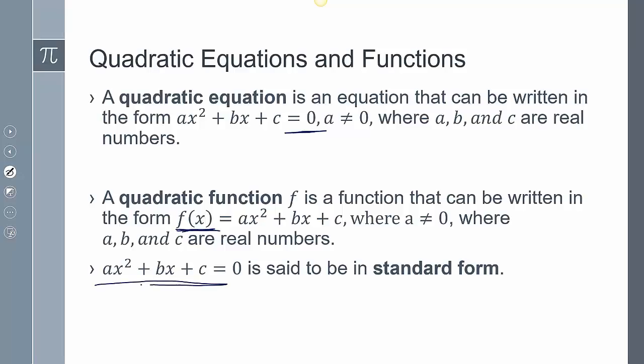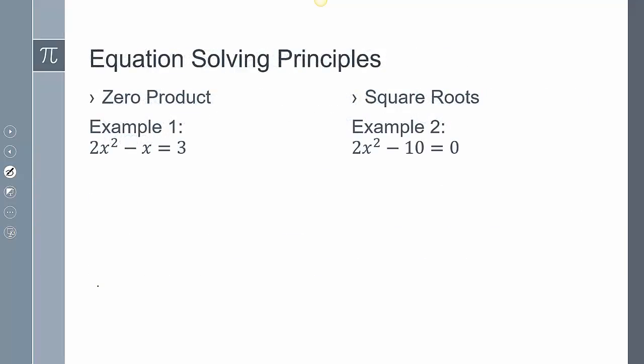And you're generally going to see it in the form of ax squared plus bx plus c. Now this form of ax squared plus bx plus c equals 0, we call that standard form. It's important because you're going to see that form in other areas. Now we're going to be learning 4 different ways to solve an equation. Two of them we'll review.